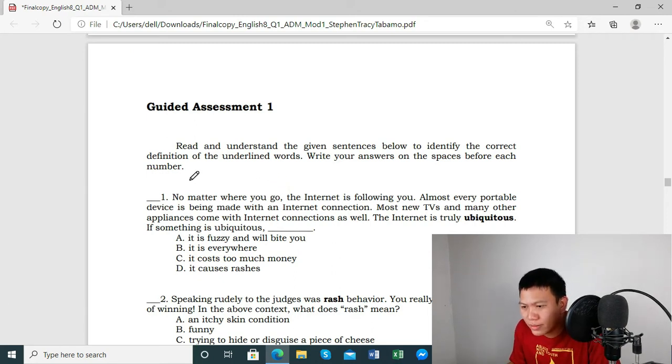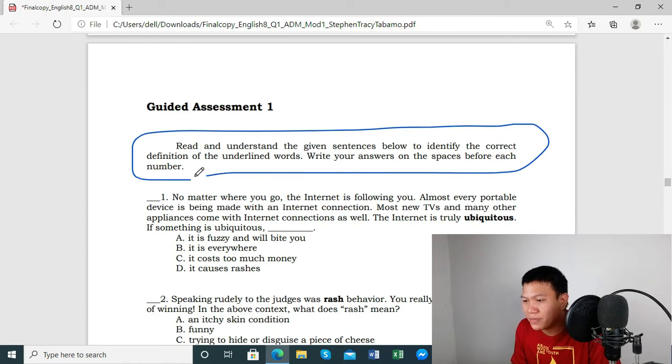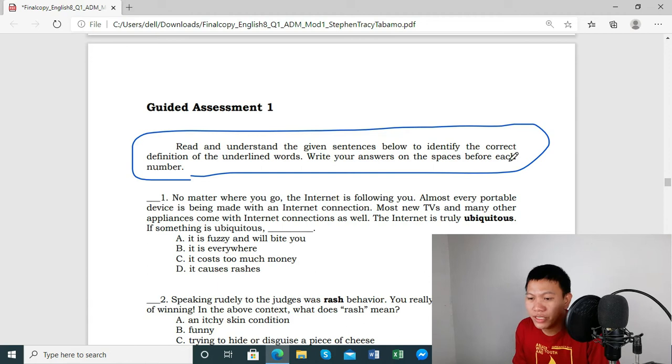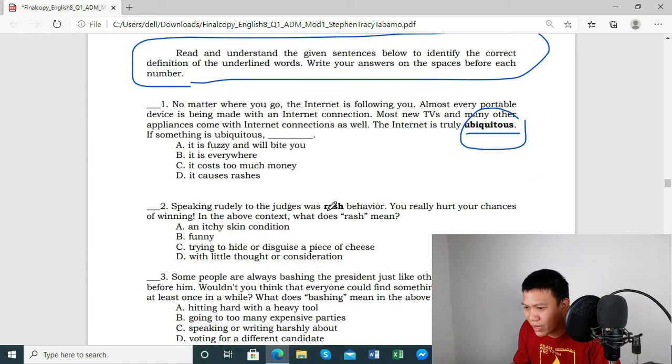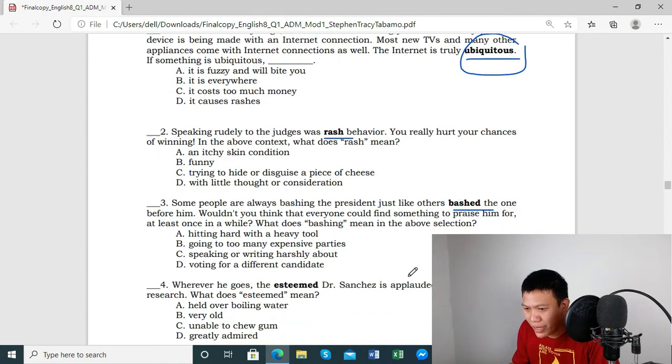So read and understand the given sentences below to identify the correct definition of the underlined words. Write your answers, of course, on a separate sheet of paper. So babasahin mo yung mga nanditong sentences, and then you will try to understand them and give the meaning. So identify mo yung ibig sabihin ng mga bolded words. Underline, sabi niya. Sorry, hindi sila naka-underline. Okay? So itong mga bolded letters, i-underline ko na lang sila.